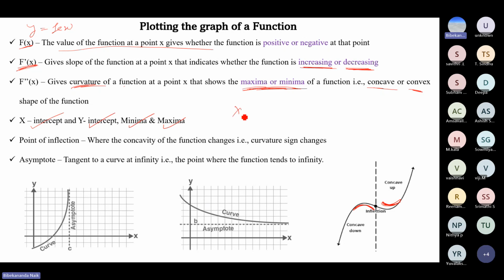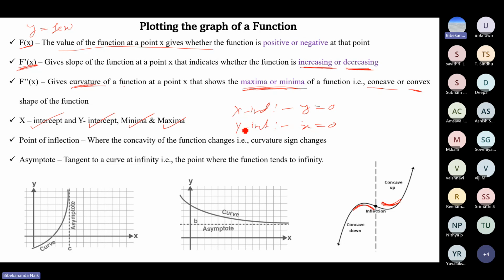So x-intercept: at x-intercept y equals 0. So when we put y equal to 0 and solve for x, then that x will give us the x-intercept. And for y-intercept, similarly, when the graph intersects the y-axis, then at that point x equals 0. So when we put x equal to 0, then the value of y will be the y-intercept.